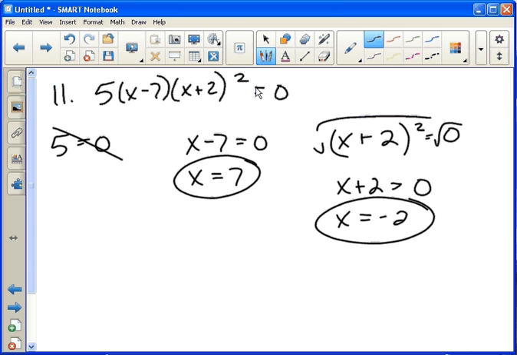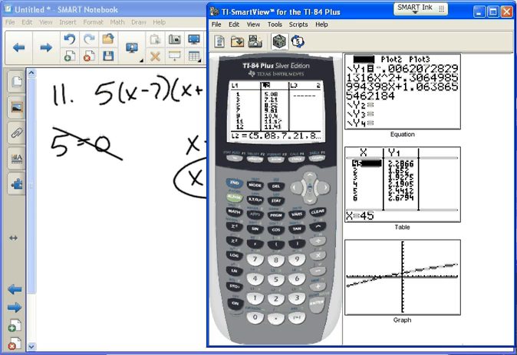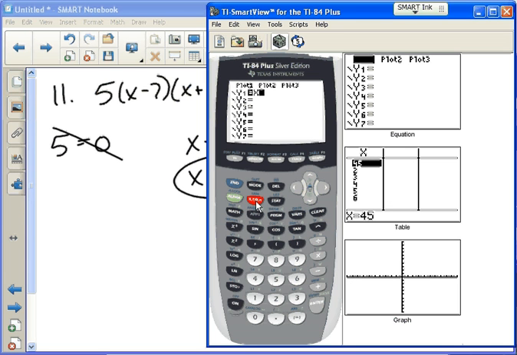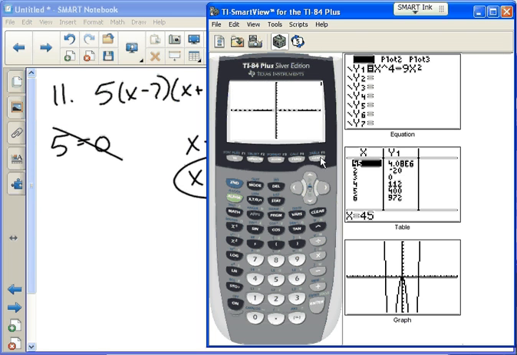Now in number 12 it says use your calculator, so I want to show you again how you can do this in the calculator. So we'll put x to the 4th minus 9x squared. Go to my graph. Okay, now you can hopefully see that there are 3 zeros here. 1, 2, 3. So I'm going to go to second calc 0.